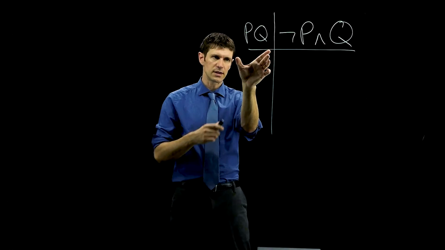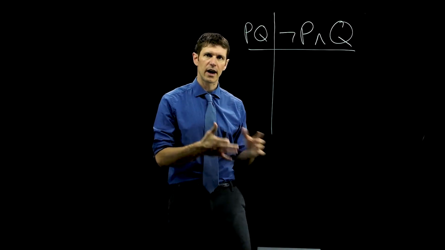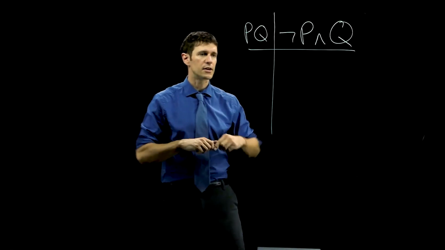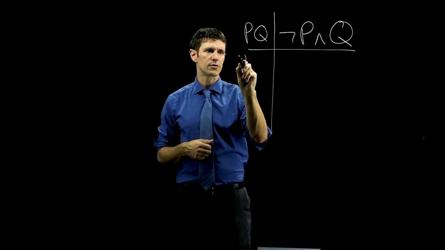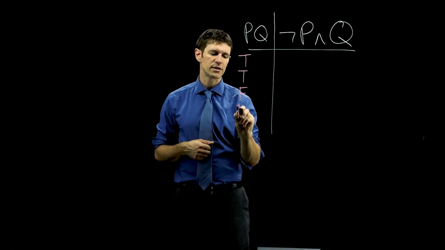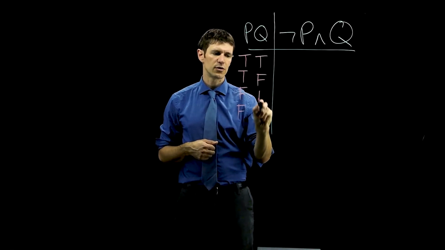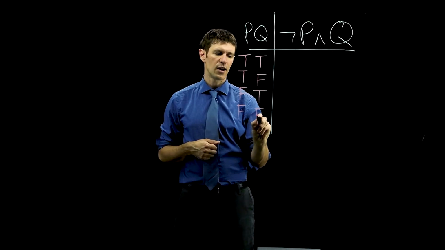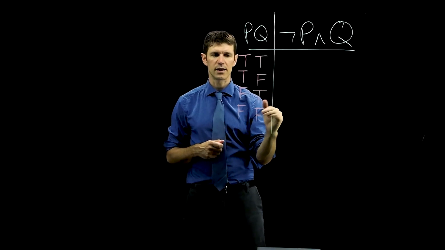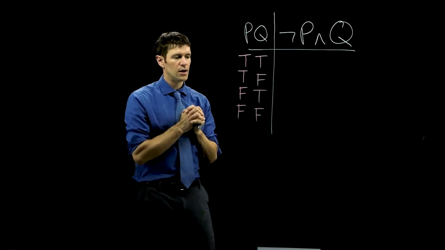The next thing to do is, in these columns under P and Q, to write every combination of truth value that can be assigned to P and Q. So let me do that. I'm going to write true, true, false, false for P, and true, false, true, and false for Q. Now, these four rows are all the different ways that true and false can be assigned to P and Q.